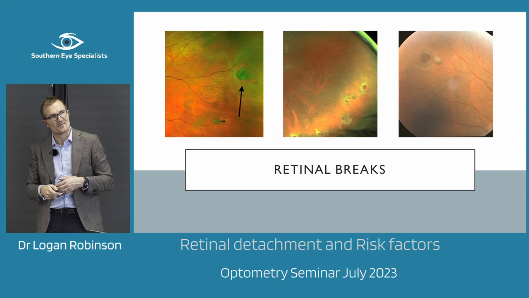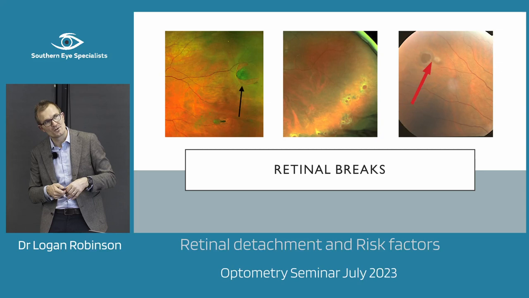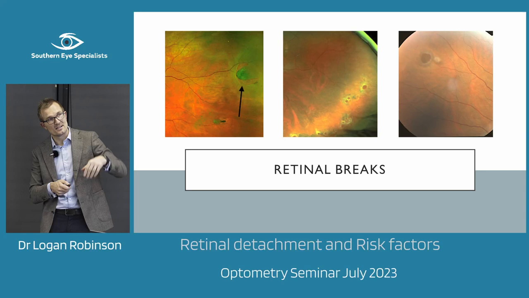And this is the difference where you've got the operculum. So you've got what looks like a sort of a roundish hole, but there's no lattice. And you've got this little operculum sitting in front of it, which is the little bit of retina that's been pulled off. So that's related to PVD, whereas these will just be pre-existing whether PVD's occurred or not.